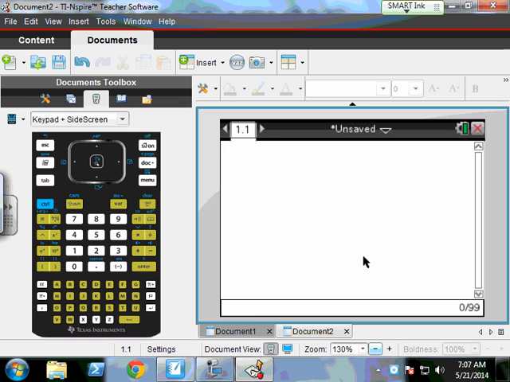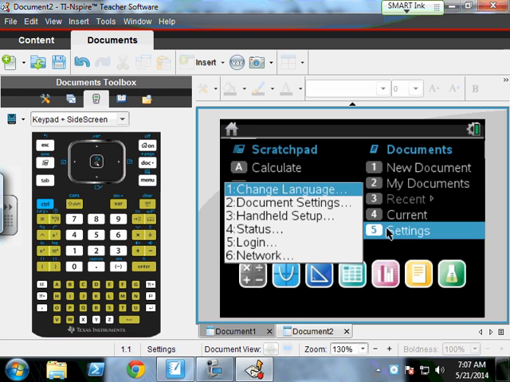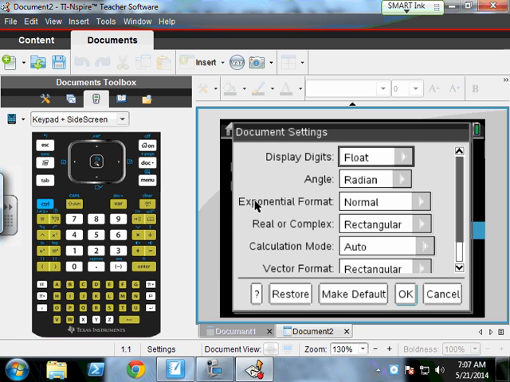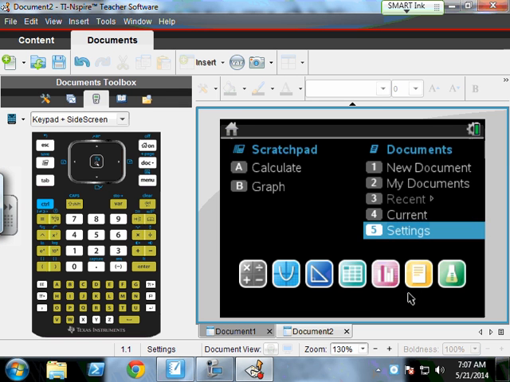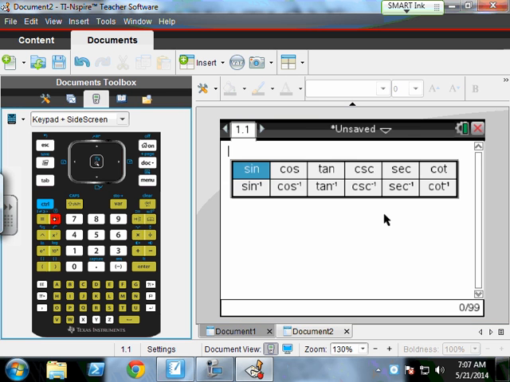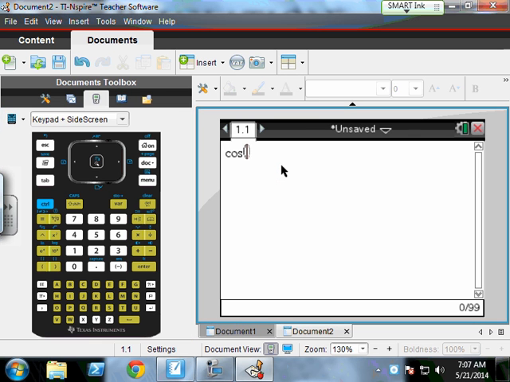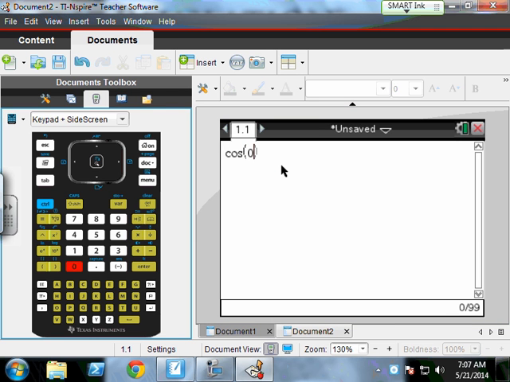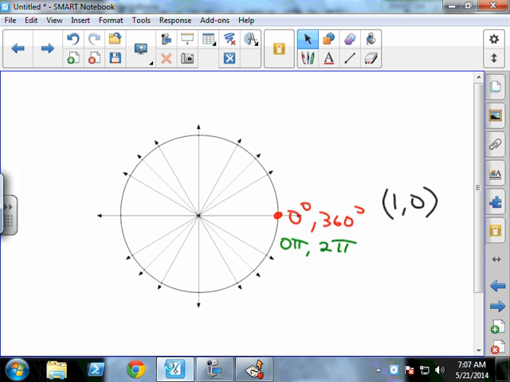So I'm going to go into my settings. I'm going to go home and settings, document settings. So my calculator's set up for angles in radians, okay? So if I calculate the cosine, and it's on this trig button, here we go, the cosine of 0. Remember, that should correspond to the x coordinate. So I'm expecting the cosine of 0.